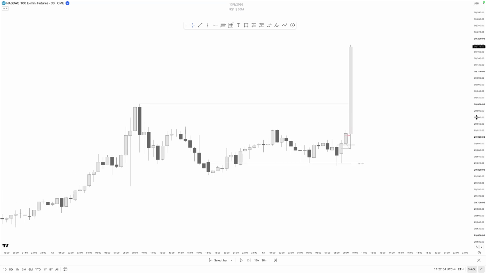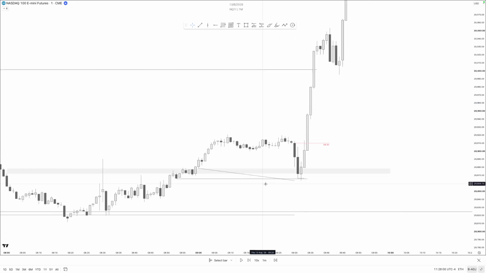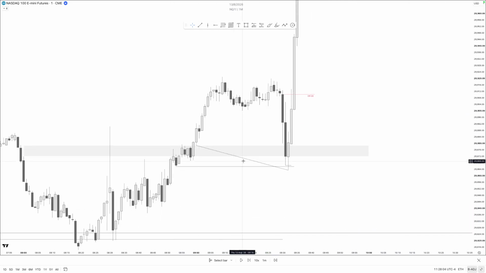Because of the consistency rule on Apex, I only took it to this high, but we'll see exactly why and where I took my entry from, right? So this is the SMT inside that 30-minute gap.